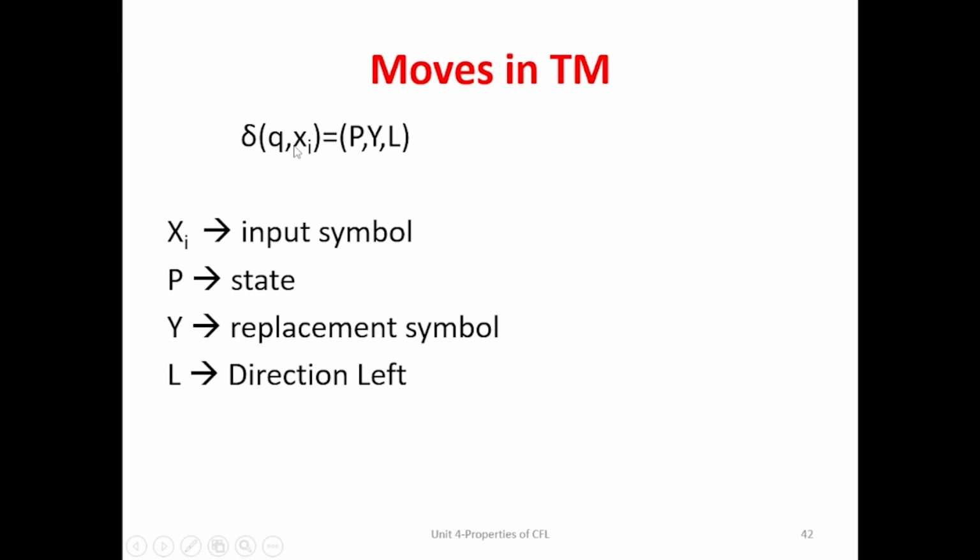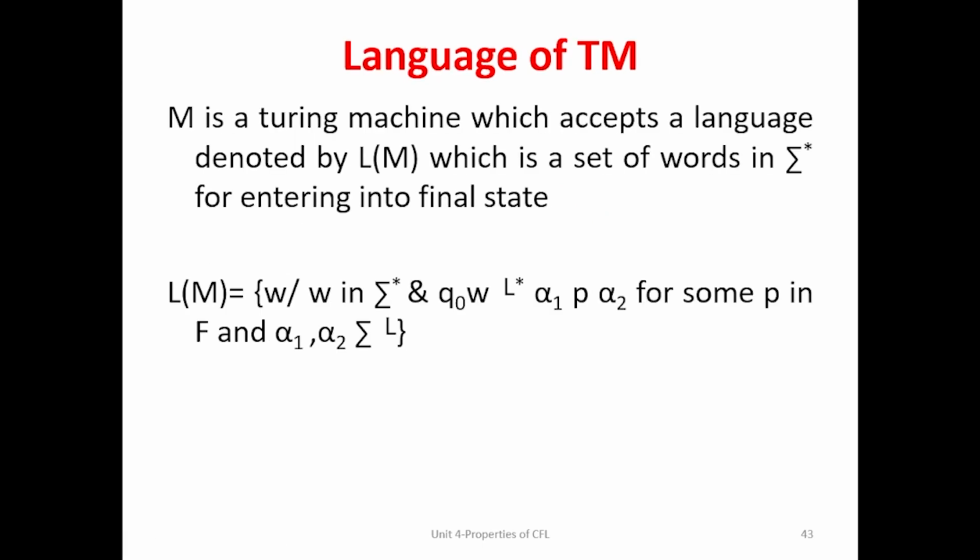So delta of Q, X is equal to (P, Y, L), where Q and P are sets of states. So here the first parameter of input and the first parameter of output are sets of states. And the second parameter of input and also the second parameter of output are the tape symbols. And L is represented for a direction. So another direction is R. So these are the moves in a Turing machine.